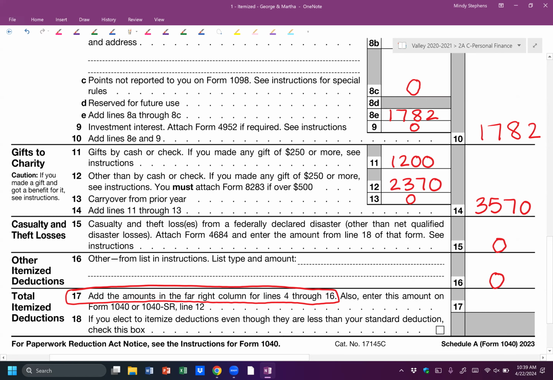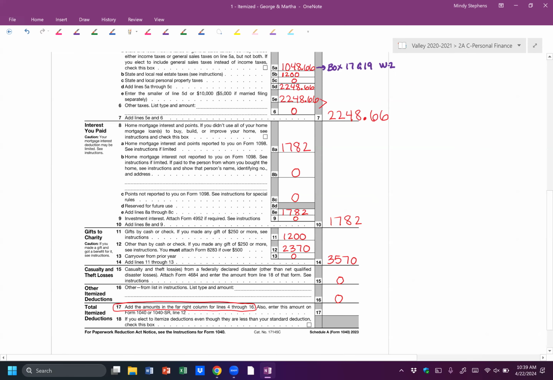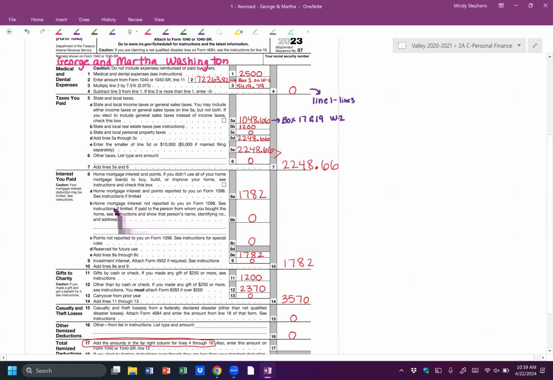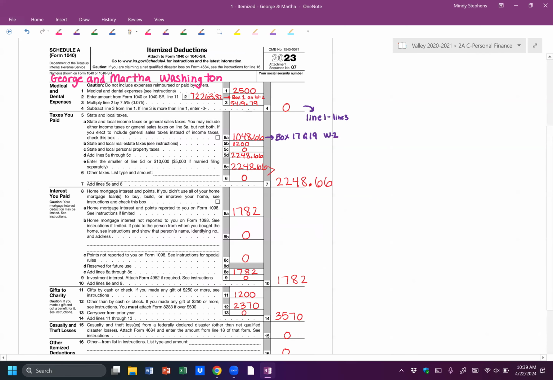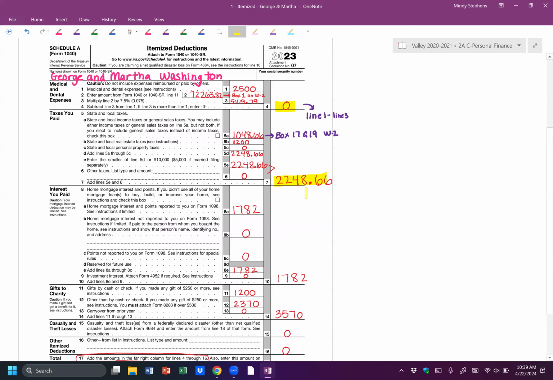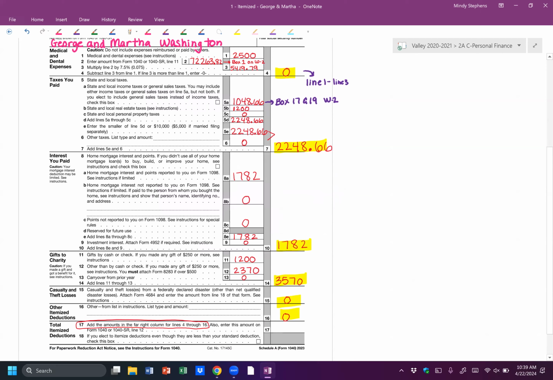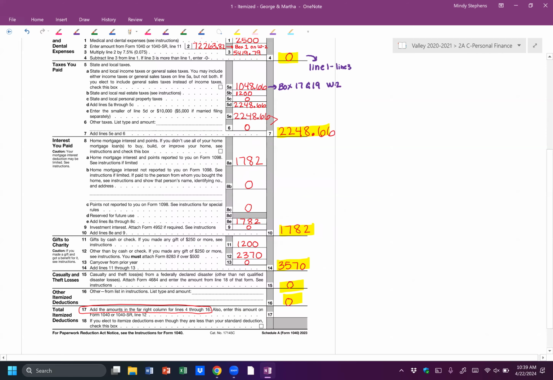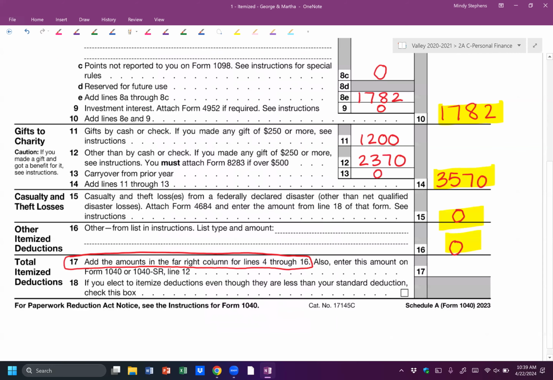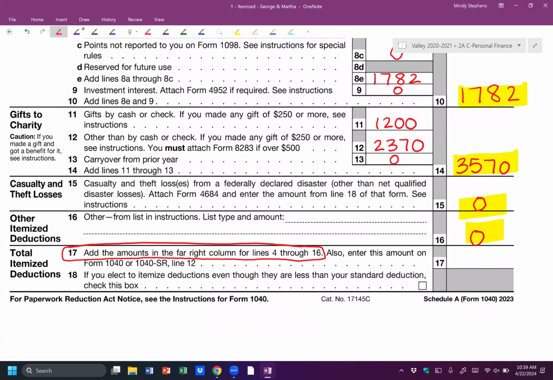So you're going to look at the right numbers only and add those all together. So we are adding together line 4, 7, 10, 14, 15, 16. Those numbers down the far right side, add them all up. If you add them wrong, it's messing up everything you do from here on out. So please be extra careful putting them in your calculator. So add those all together.